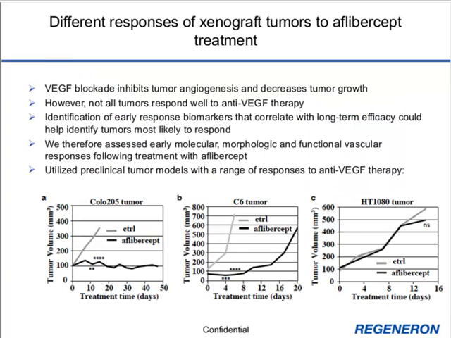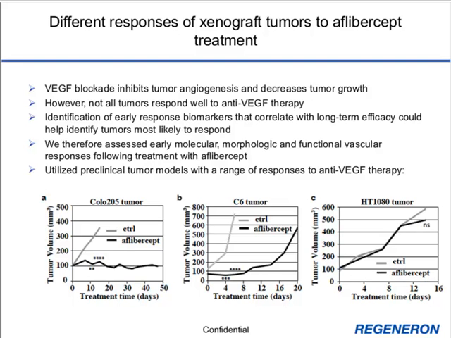As I mentioned before, VEGF blockade results in inhibition of tumor angiogenesis and delayed tumor growth. However, not all tumors respond equally well to anti-VEGF therapy. The identification of early response biomarkers that correlate with long-term efficacy could help identify tumors most likely to respond and thereby help select patient populations that would benefit. So we assessed early molecular, morphologic and functional vascular responses following treatment with aflibercept to determine which parameters could assist in predicting these long-term tumor growth response effects.